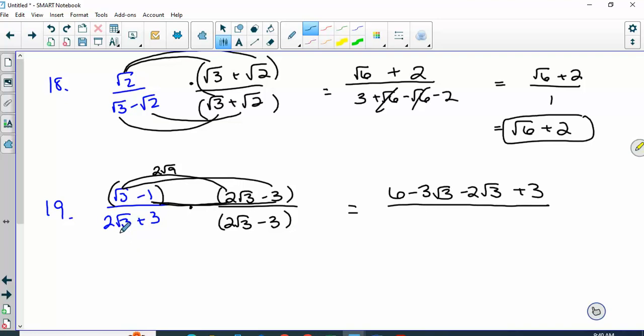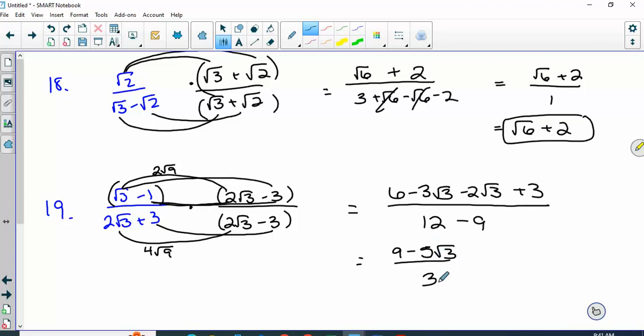On the bottom, we know because they're conjugates, all we really have to do is first and last. So this would give me 4 radical 9, which becomes 12, minus 3 is 9, minus 5 radical 3 over 3. Can I reduce that at all? In order to be able to simplify, we have to be able to reduce the numbers outside the radicals. 5 isn't divisible by 3, so that's our final answer.